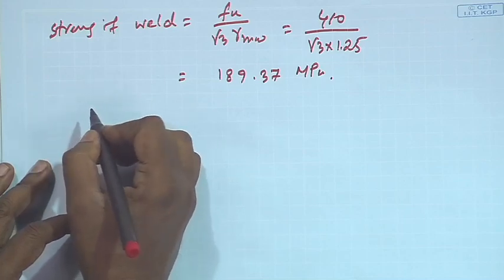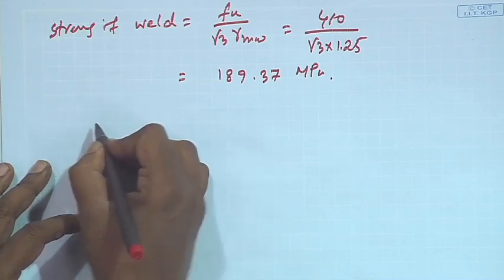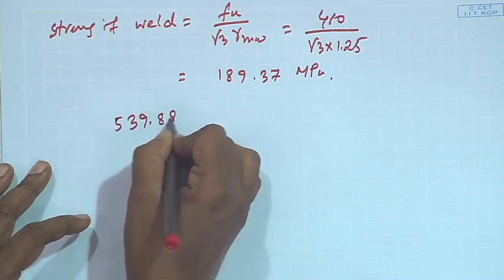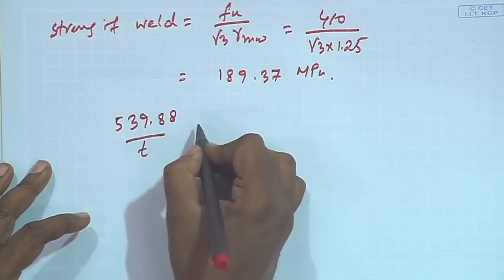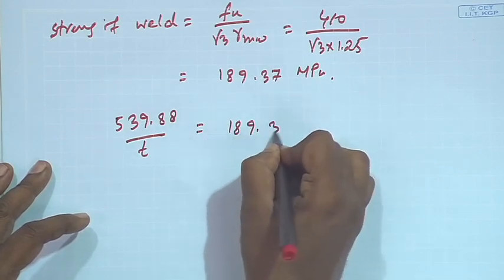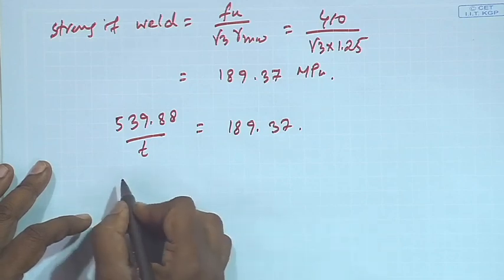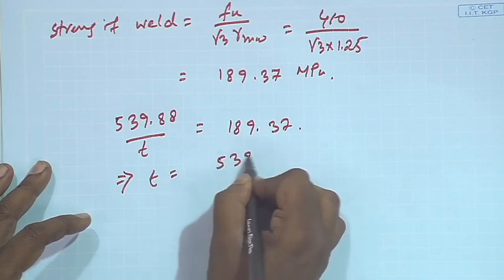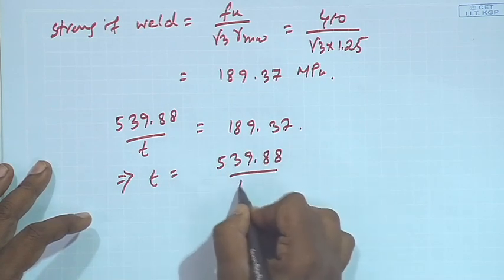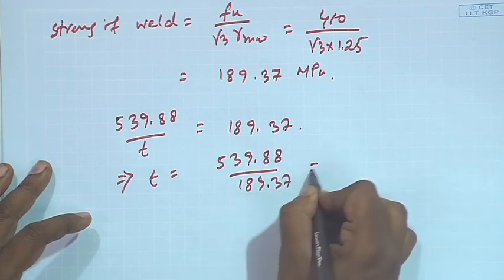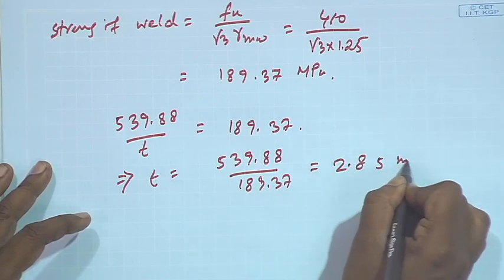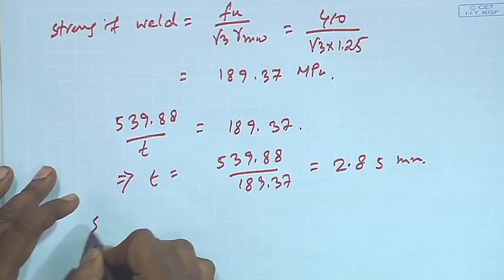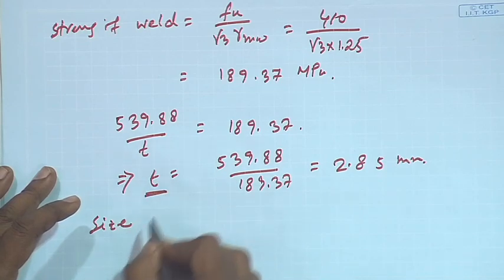That means we can equate that 539.88 by T is equal to 189.37. So, from this I can find out T is equal to 539.88 by 189.37, which is equal to 2.85 millimeter, right. So, size of the weld I can find out now. This T means throat thickness.